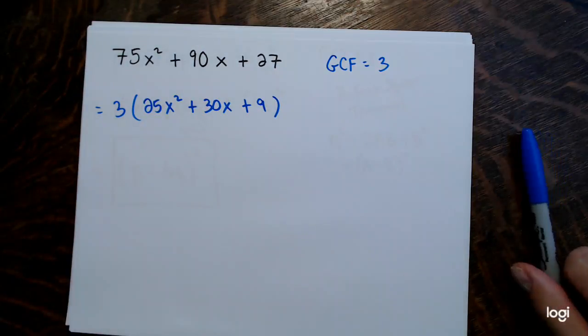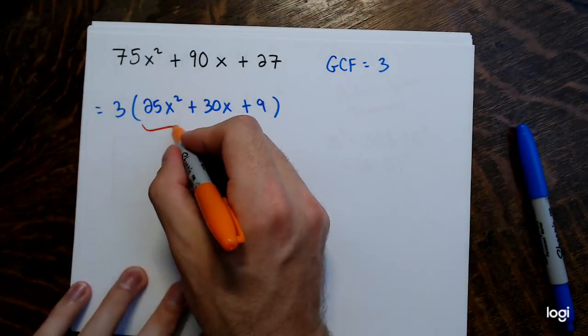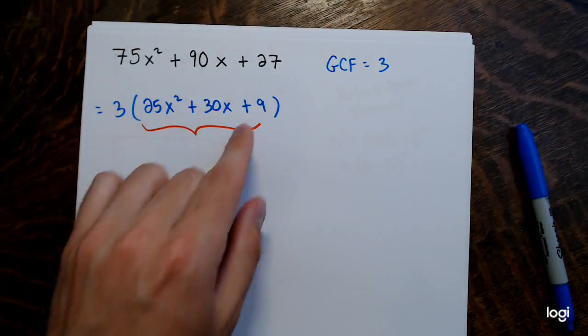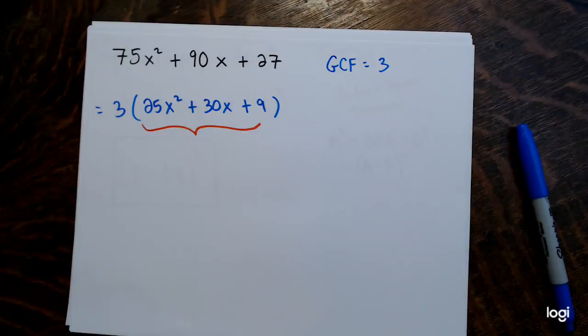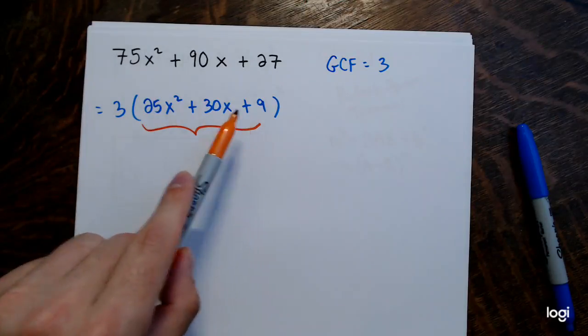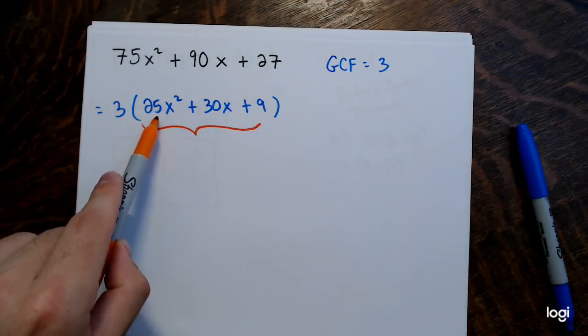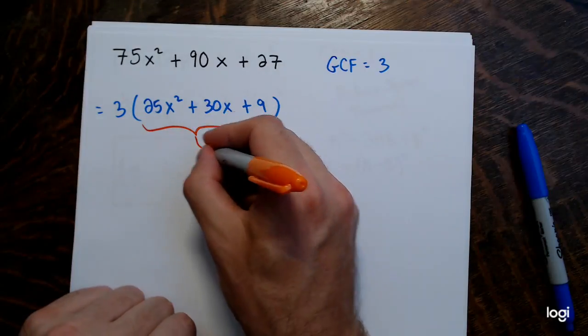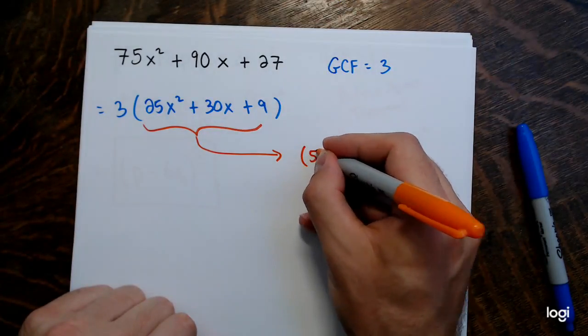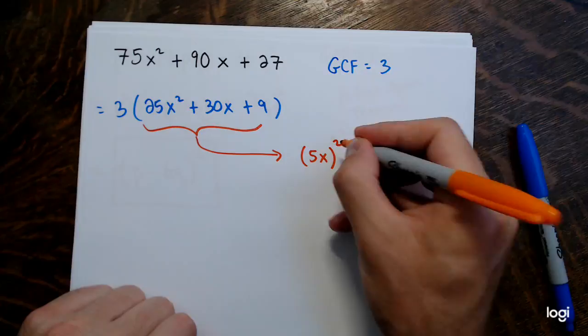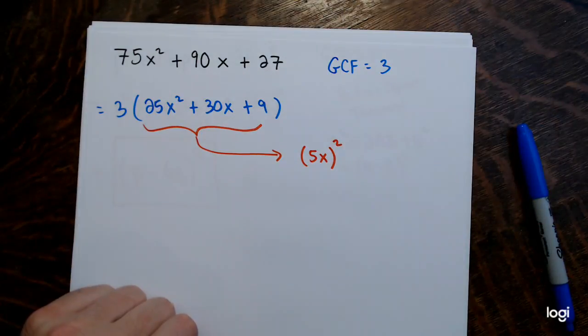But, so I factored it, but again, I'm trying to factor completely, right? So we've got to look at this guy now in the parentheses. Can I factor that any further? Well, like the example before this, look, there's 3 terms. Look at the first term. It's a nice perfect square, right? 25x squared is the same thing as 5x squared, right? 5x times 5x. That's a nice square.